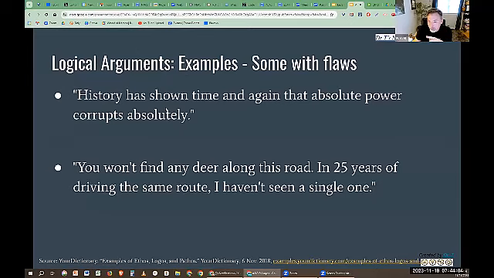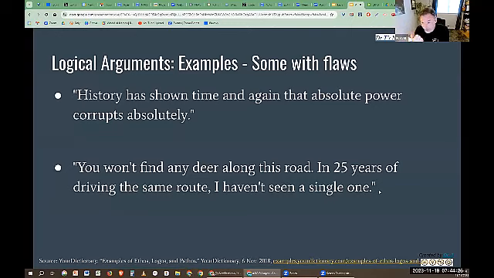And sometimes it takes the students a little bit to work through what some of the issues are. But there's definitely some issues here. You won't find any deer along this road. In 25 years of driving the same route, I haven't seen a single one. And one of the students one time said, "But how many times have they driven on that road in 25 years?" Good question. We don't know. Maybe they've driven on that road once or twice.